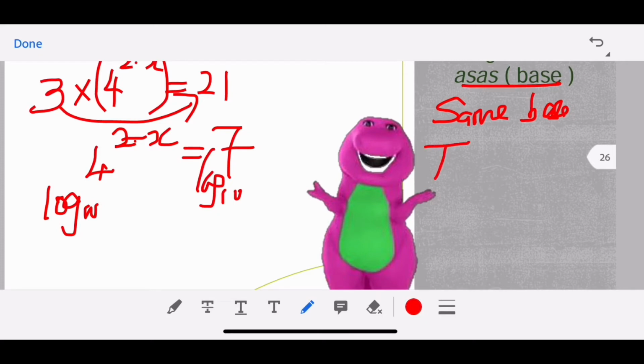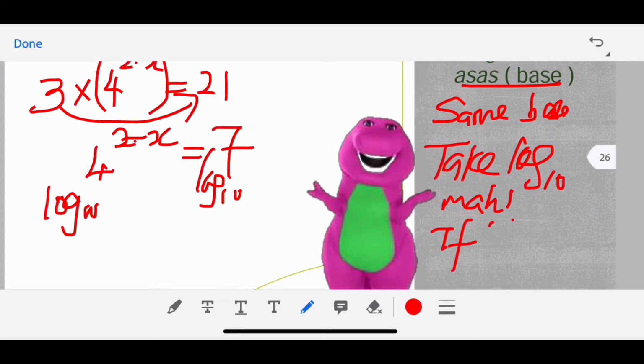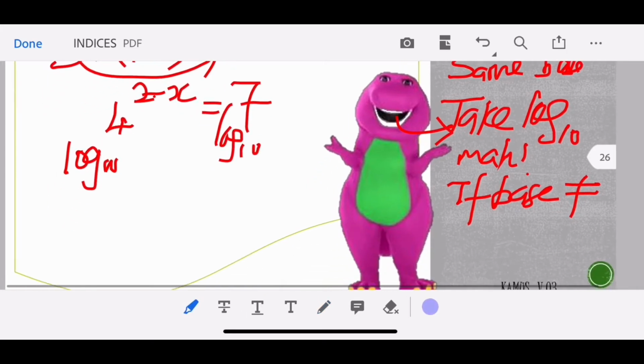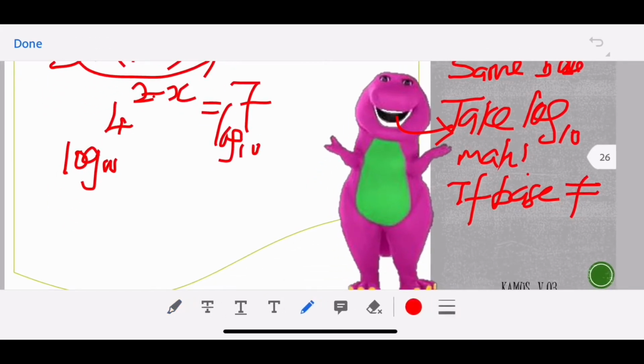Okay, so you take the log base 10, you force the base to be the same by taking log base 10. So we have log base 10 of 4 to the power of 2 minus x and log base 10 of 7. And then you have to bring down the power, 2 minus x is the power, bring it to the front. Okay, power law. So you have to combine with the law of logarithm. This part is a bit challenging for many students. So when the bases are not the same, you can always take log base 10.